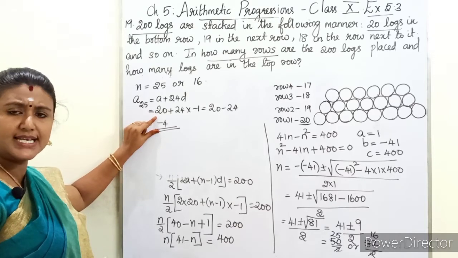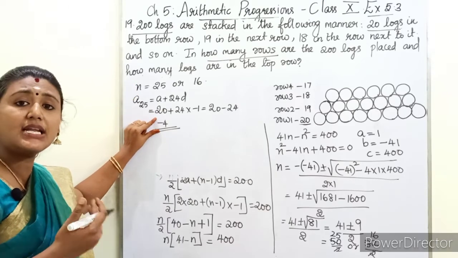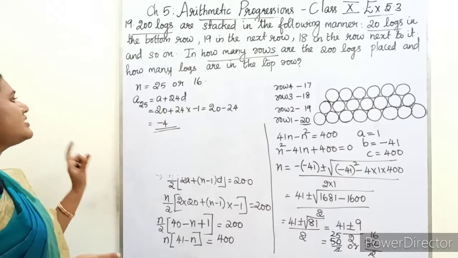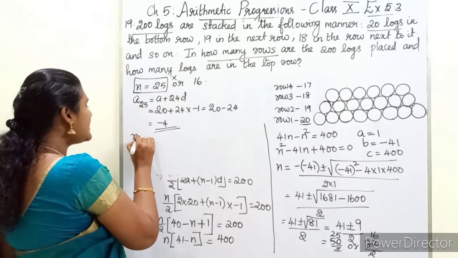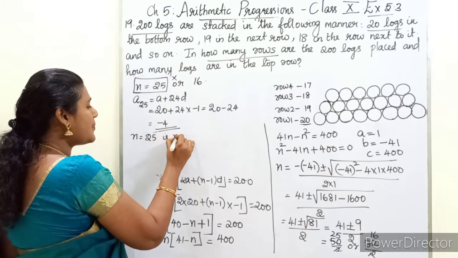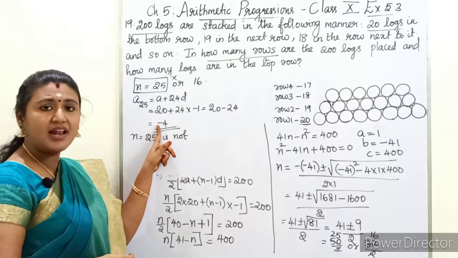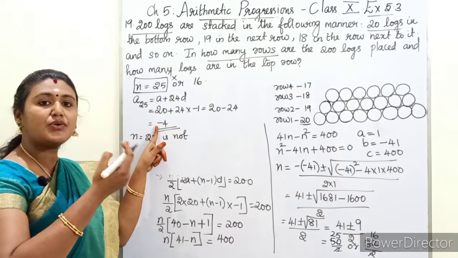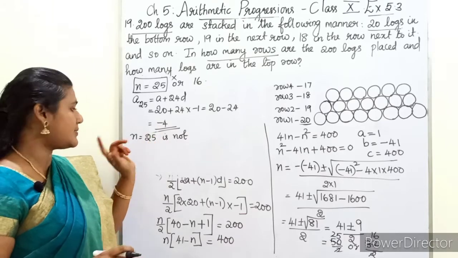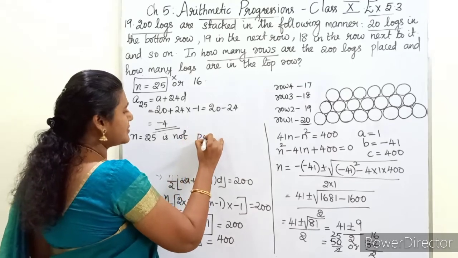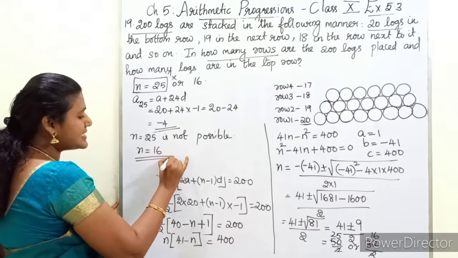We got a negative number. Is it possible? No, because in this 25th row, how can we place minus 4 logs? That is not possible. So this value of n is equal to 25 is not possible. Why is it not possible? Because when we calculated A25, we got a negative number. The 25th row would have minus 4 logs, which is not possible. So the possible value for n is 16. So n equal to 16 is the answer.